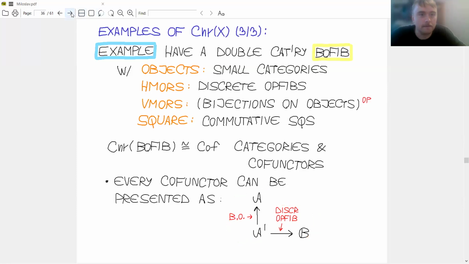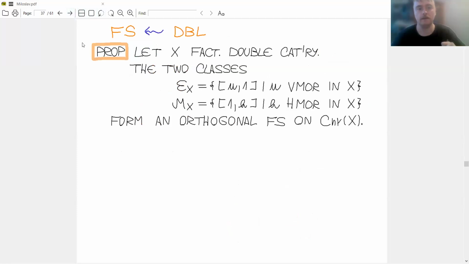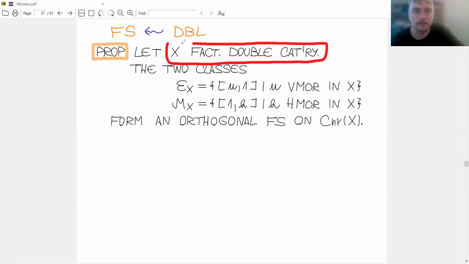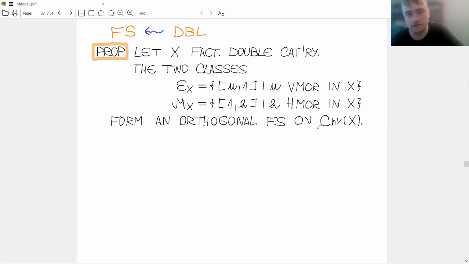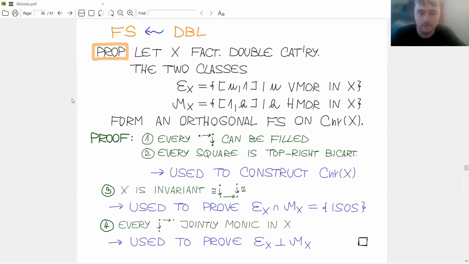Okay, so that's another example. If you have a double category which is a factorization double category, the category of corners admits these two canonical classes again, E_X and M_X, where this one is spanned by equivalence classes of vertical corners. So the horizontal component is the identity, and this one has the vertical component the identity. And the claim is that if this is a factorization double category, then this is an orthogonal factorization system on the category of corners. Why this is the case, I will not tell you the proof, but I will tell you why you need every single one of these conditions of a factorization double category.